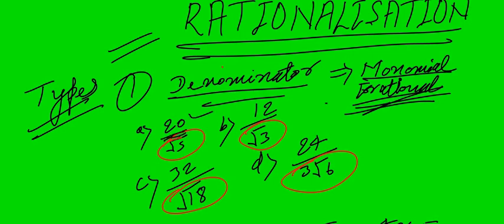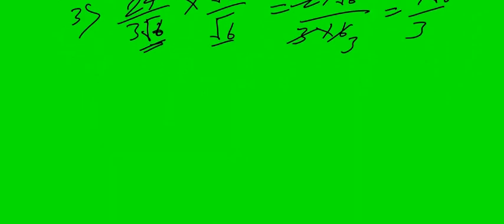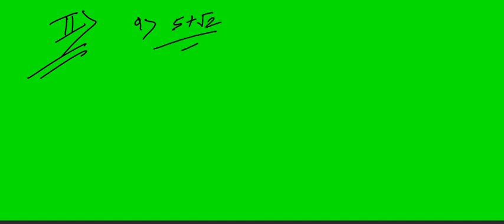See, the numerator is also a monomial. So the second type of question will be asked like this. That means the denominator will be monomial but the numerator will be binomial. So what we will do? This is also the first type, second part. So which types of question will be asked? Like the question will be 5 plus root 2 upon root 3.